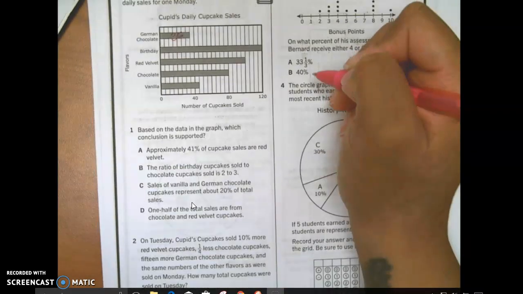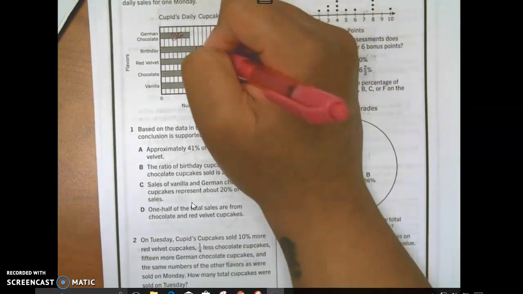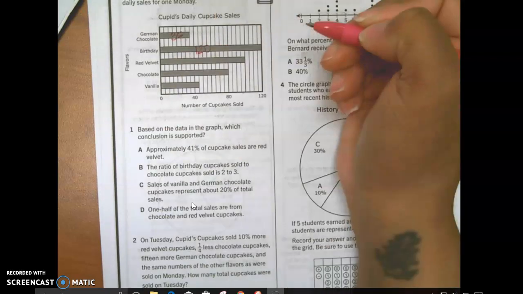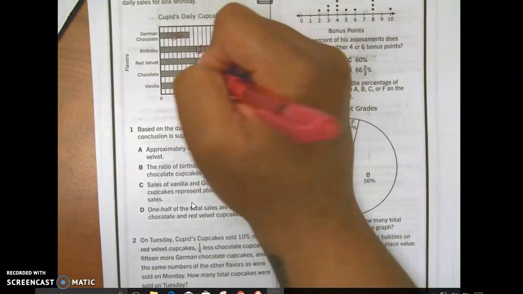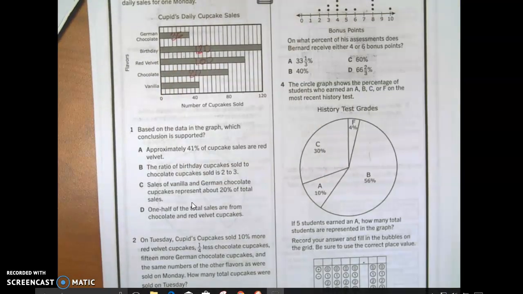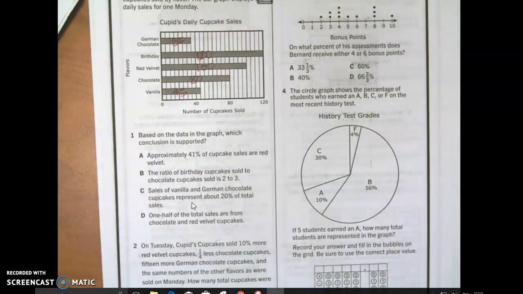Birthday cupcakes, 80. Red velvet, 120. Chocolate, 100. And vanilla, 45. Okay, y'all aren't ready for my help. Y'all don't need it because you're talking right now. So let me stop talking so you can proceed.